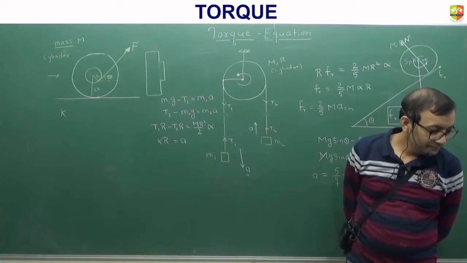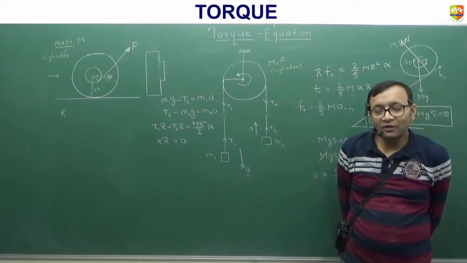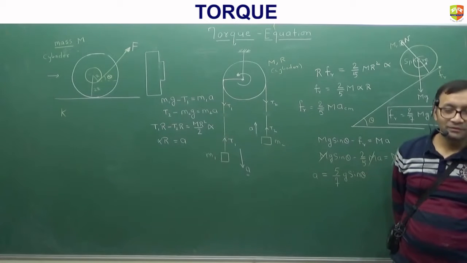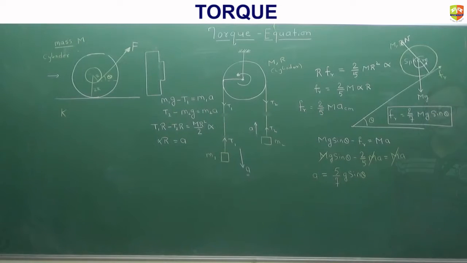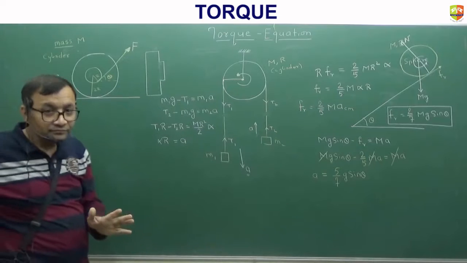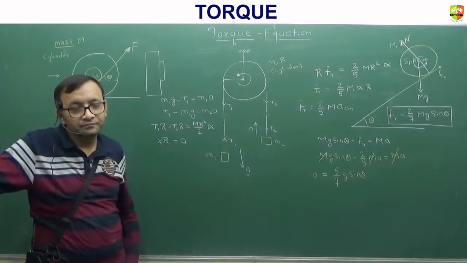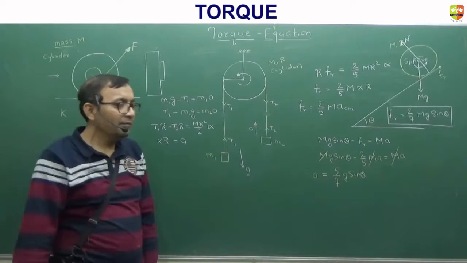If F is very large, but F is not that large. Can that thing slide on the floor? There is no slipping. It is pure rolling. Rolling without slipping. So it rolls backwards.